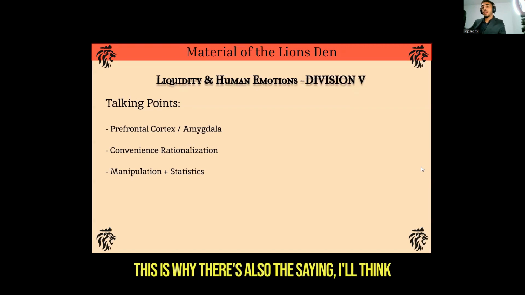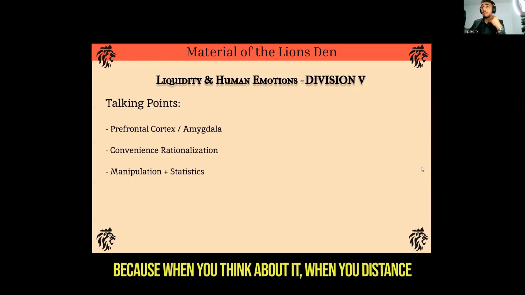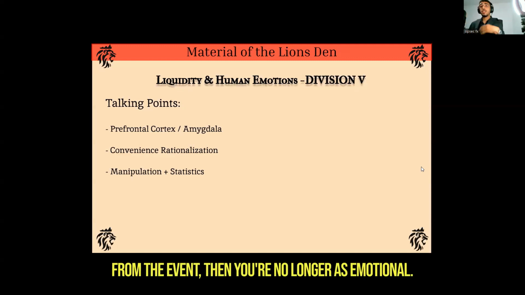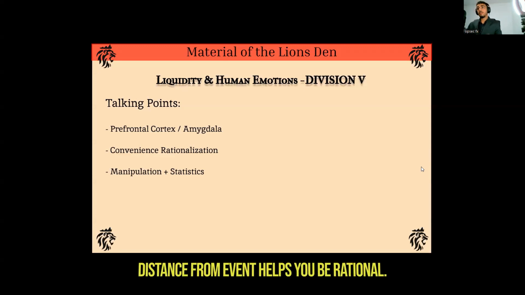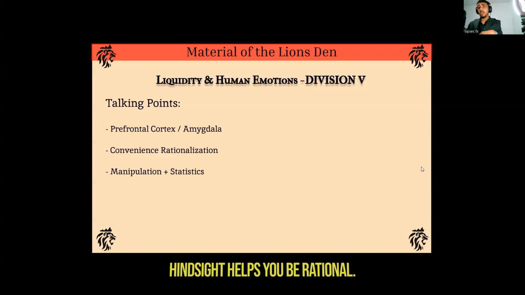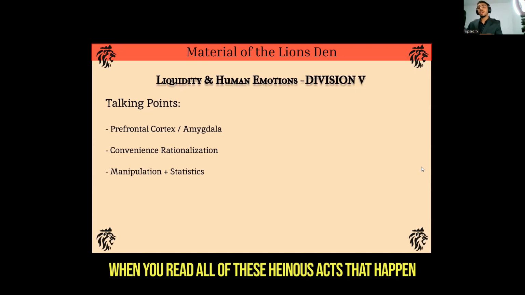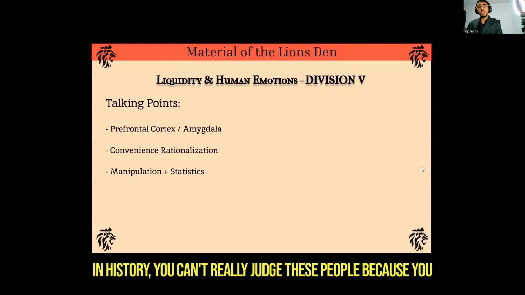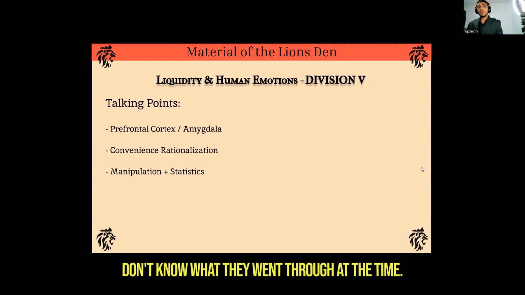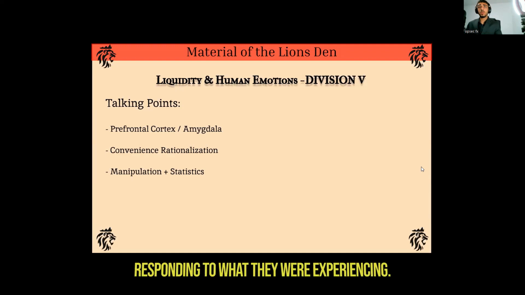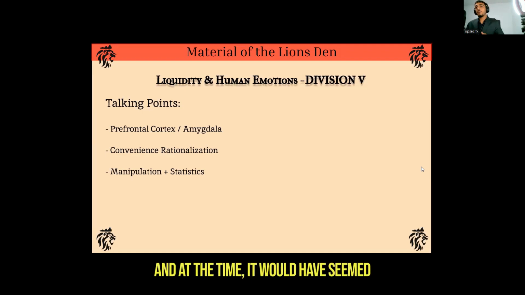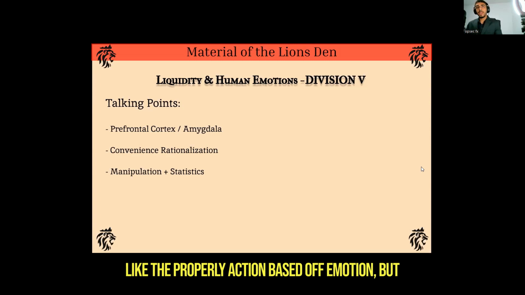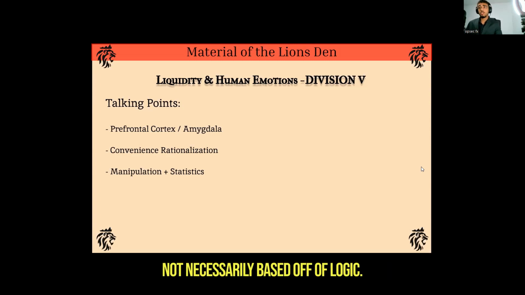This is why there's also the saying, I'll think about it and I'll get back to you, because when you think about it, when you distance from the event, then you're no longer as emotional. Distance from event helps you be rational. Hindsight helps you be rational. When you read all of these heinous acts that happen in history, you can't really judge these people because you don't know what they went through at the time. You don't know how their amygdala was responding to what they were experiencing. And at the time, it would have seemed like the proper reaction based off emotion, but not necessarily based off of logic. That's why hindsight is so easy, but real time is much harder.